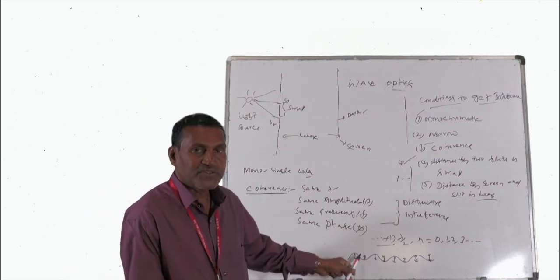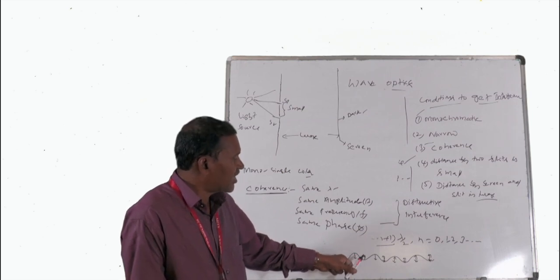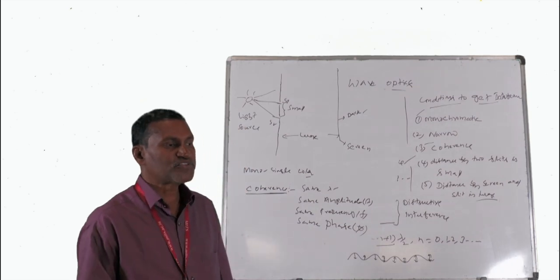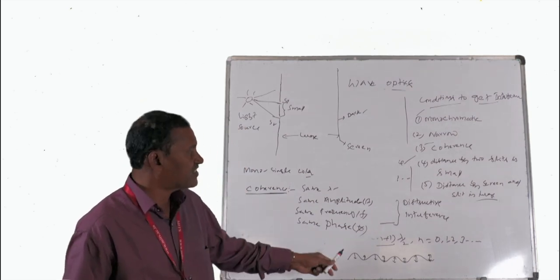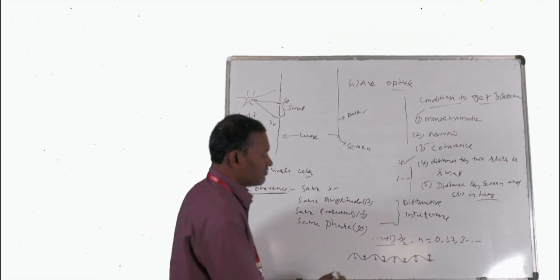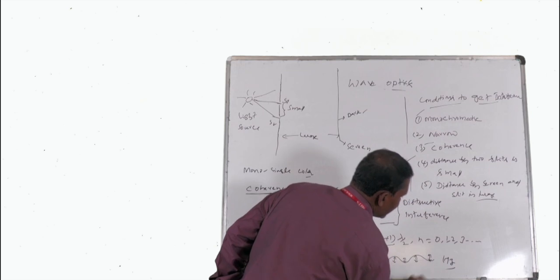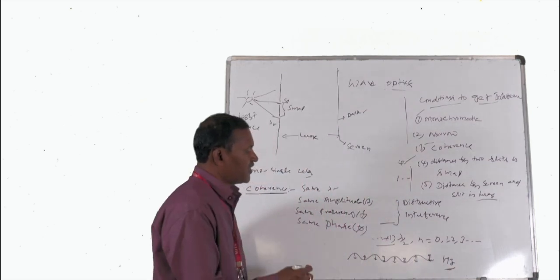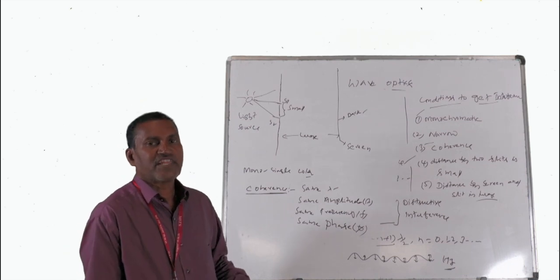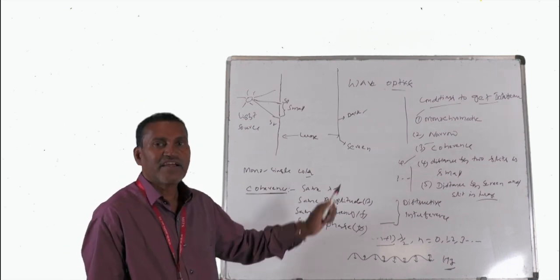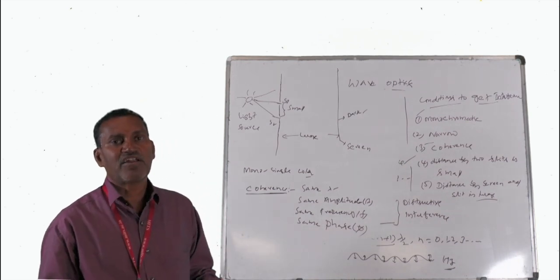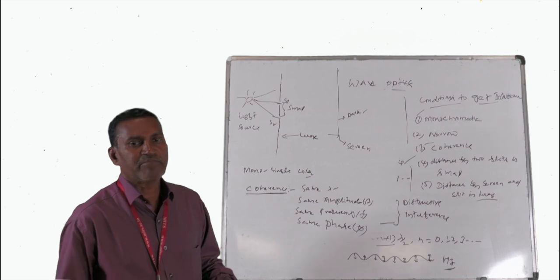Then frequency. Frequency can be defined as the number of vibrations per second. How many oscillations are produced for one particle is called frequency. Frequency is represented with nu, and the unit is hertz. The example for a transverse wave is the waves in a string. Then time period. What is time period? The time taken for one complete oscillation is called time period.